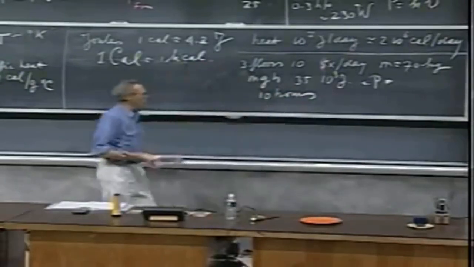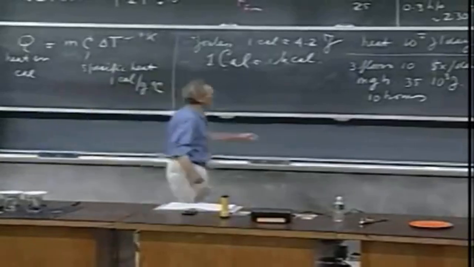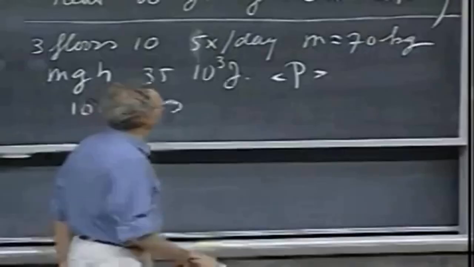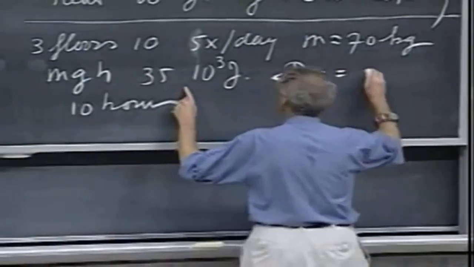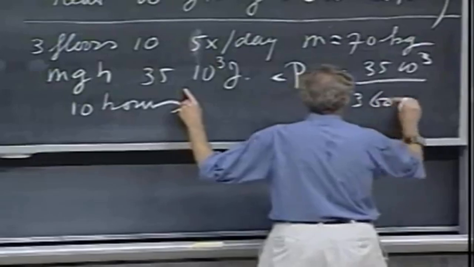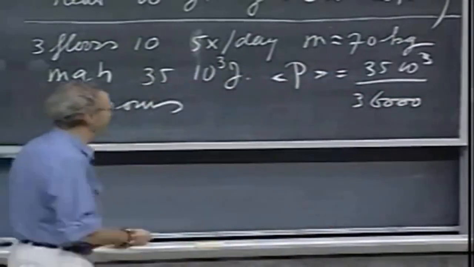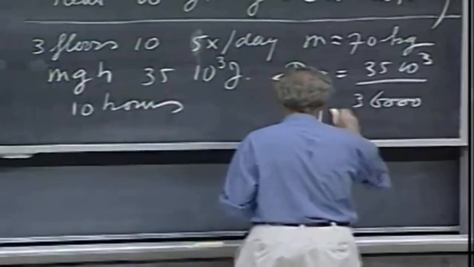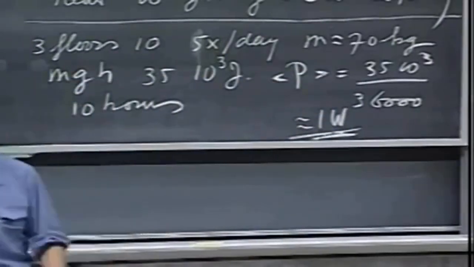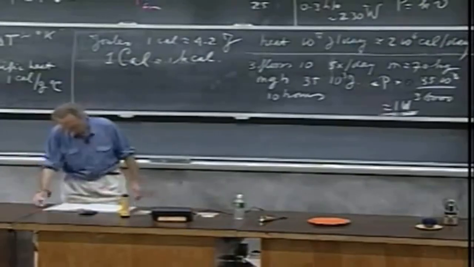You go up once in the morning, then sometime in the afternoon, and in the evening, maybe twice in the evening. It takes you 10 hours to go 5 times up these 3 floors. Then the average power that you have generated is 35,000 joules divided by 36,000 seconds. That is embarrassingly little. That's about 1 watt. Compare that with your body, which generates 100 joules per second every second, 100 watts. So it is completely negligible.